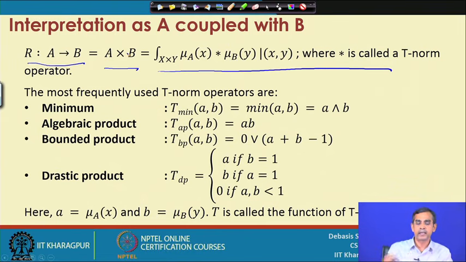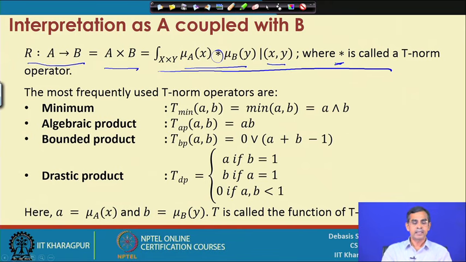So, the relation matrix is basically a μx star μy, an operator among the two membership values μA(x) and μB(y) for all x, y that are there in the relation. Here this star is specifically called the T-norm operator. Now, let us see what operations this T-norm operator can signify.